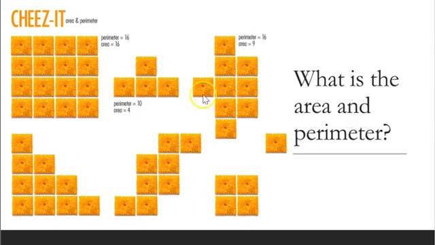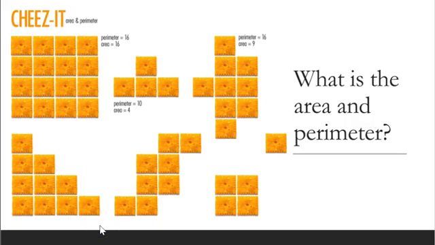All right, let's do the next one. 16 Cheez-Its all the way around, but the area is 9. Let's see if you can do this next one on your own. That's right, the perimeter is 16 again, and the area?